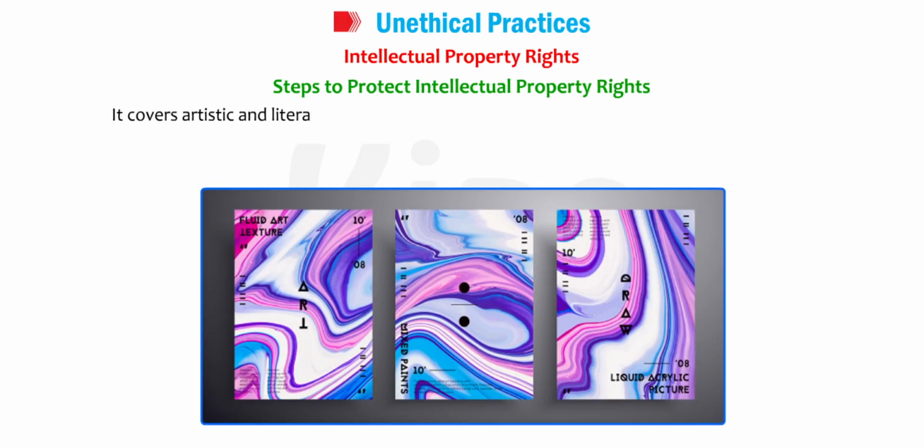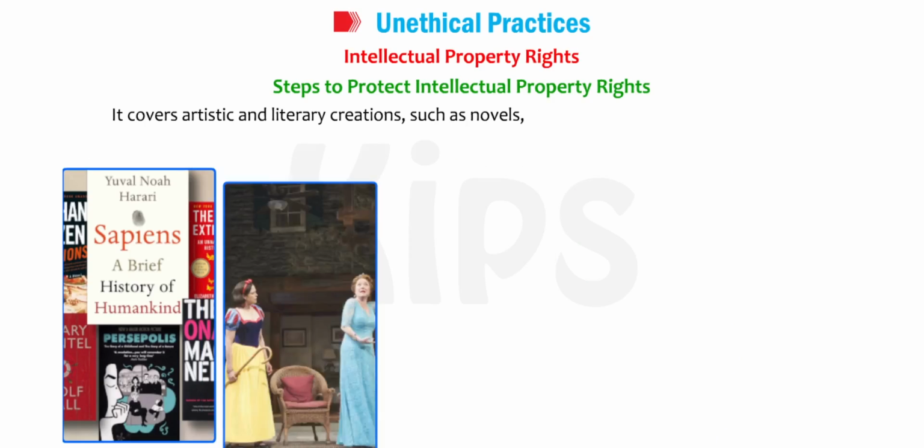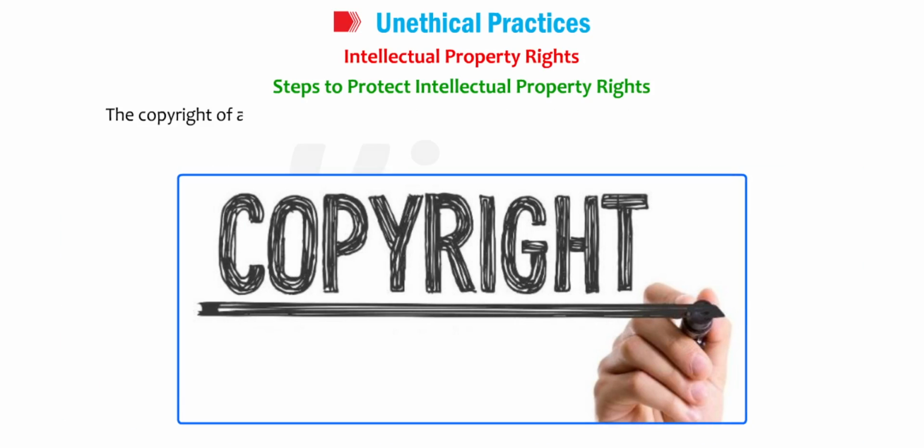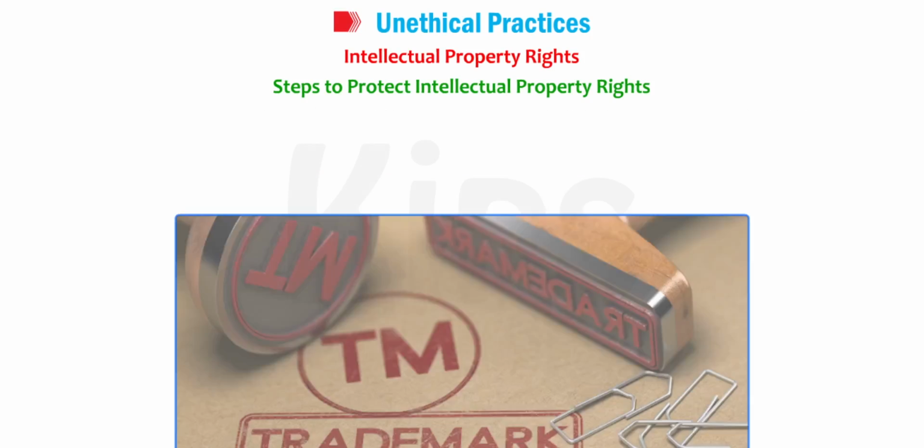It covers artistic and literary creations such as novels, plays, poems, musical compositions, and architectural designs. The copyright of a work lasts for more than 70 years, even after the death of its author.